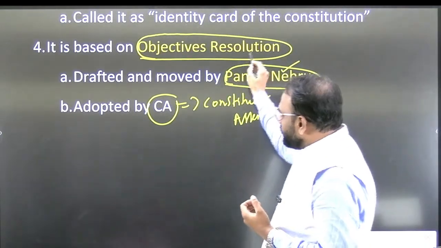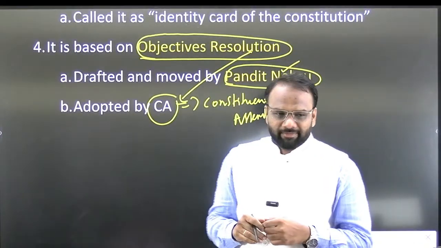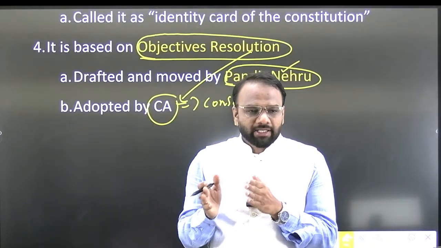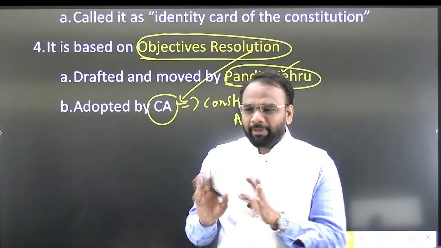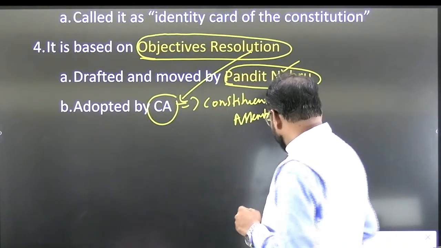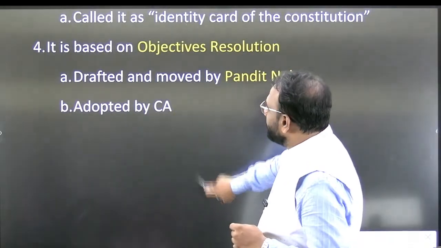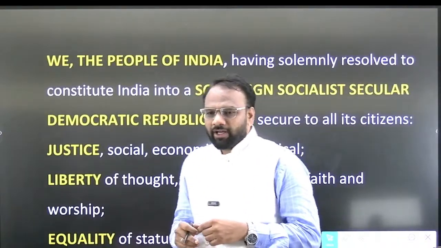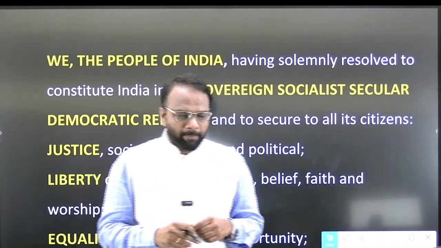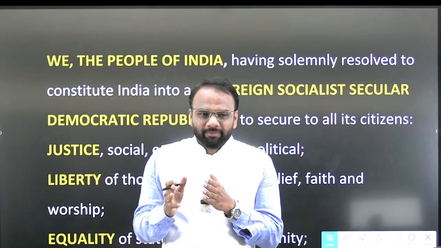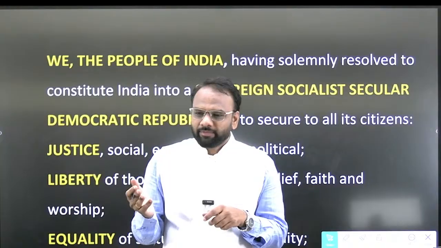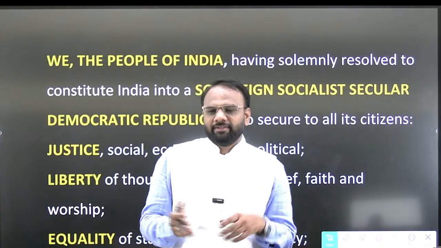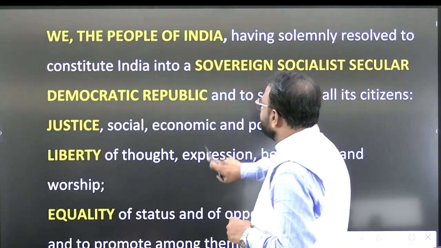So this objectives resolution was adopted by the Constituent Assembly. At that time, the Constituent Assembly said okay to the objectives resolution, and more or less the same objectives resolution became the preamble of India. So which was the first country to have the preamble? Who called it the identity card of the constitution? N.A. Palkhivala. So our preamble is based on the objectives resolution moved by whom? Pandit Jawaharlal Nehru. Whether the objectives resolution was accepted by the Constituent Assembly? Yes.